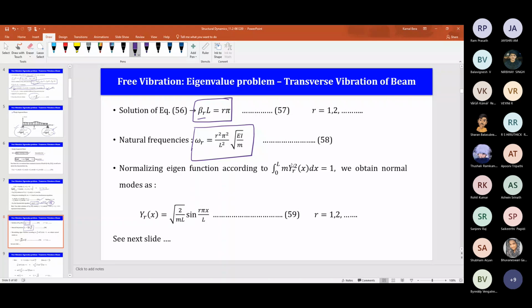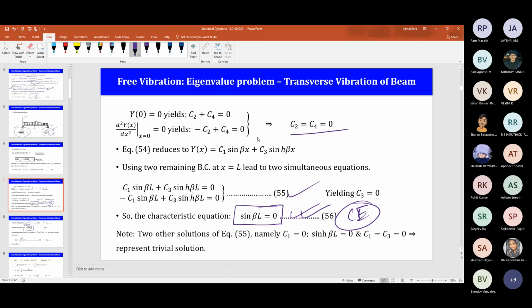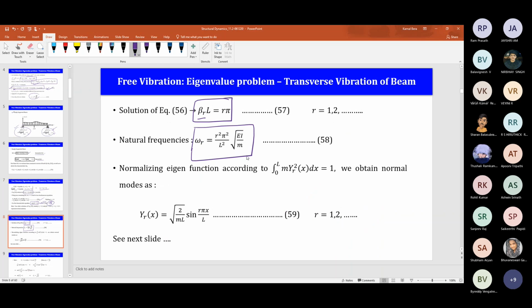Okay, so then there comes the mode shape Yr(x). If I substitute here, everything is 0 except this term. So Yr equals some constant times sin beta r x. That is the mode shape or eigenfunction. Now I can normalize it like we did for the multi-degree of freedom system. Remember, when we make ur transpose M ur equal to 1, here also the integral of m Yr square dx equals 1. So I get Yr equals root over 2 by mL sin(r pi x by L), where this is the factor that makes it mass normalized.